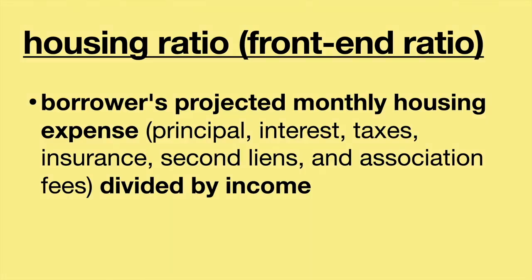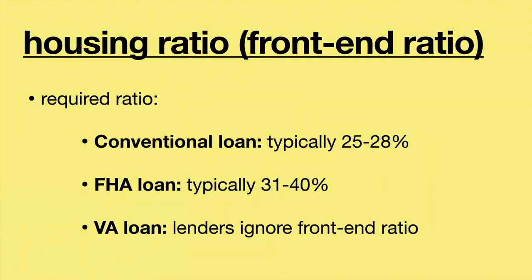Debt ratios. Underwriters will calculate two ratios, the housing ratio and debt ratio. The housing ratio, aka the front-end ratio, is the borrower's projected monthly housing expense, principal, interest, taxes, insurance, second liens, and association fees divided by income. The required ratio will vary depending on the loan type and lender. For conventional loans, typically 25 to 28%. For FHA loans, typically 31 to 40%. And for VA loans, lenders ignore the front-end ratio, so no worries.